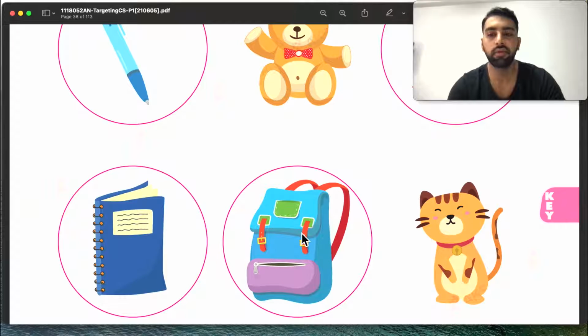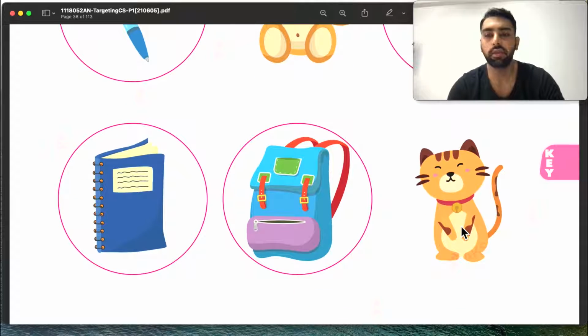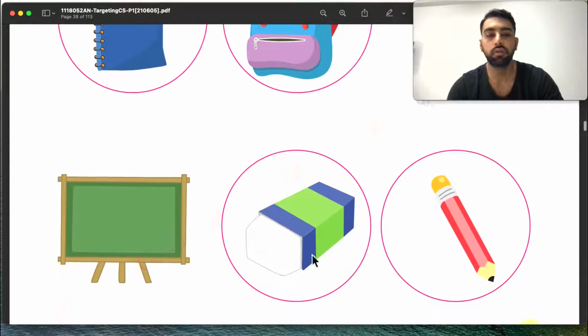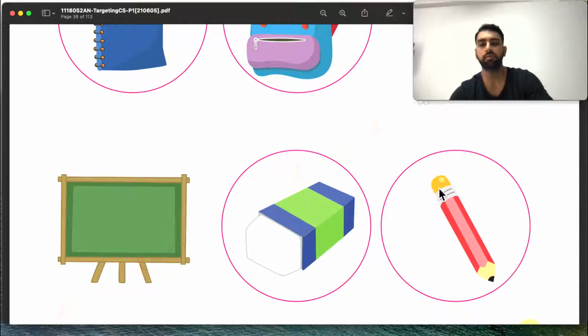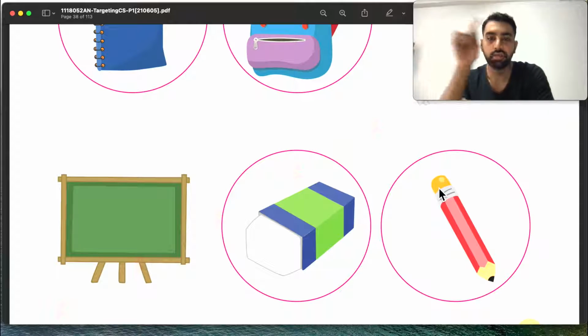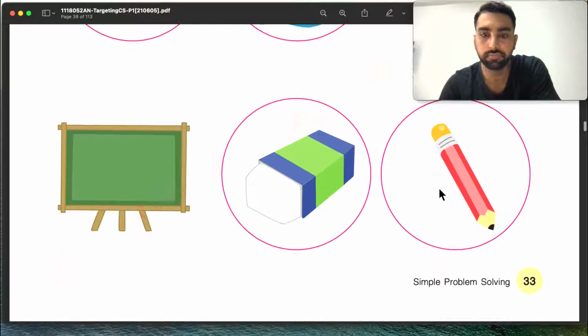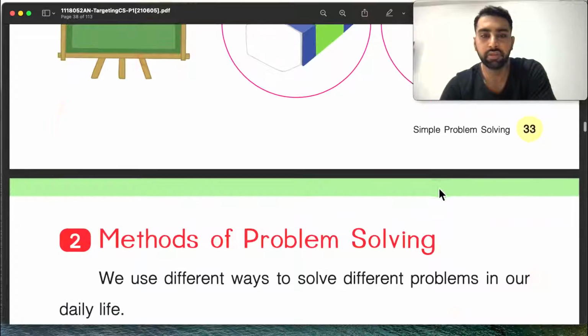This is your bag. Do you have a cat in your bag? No. Do you have a whiteboard in your bag? No. Do you have an eraser in your bag? Yes. Do you have a pencil? Yes. Alright, so you have to circle them. Let's see the next thing.